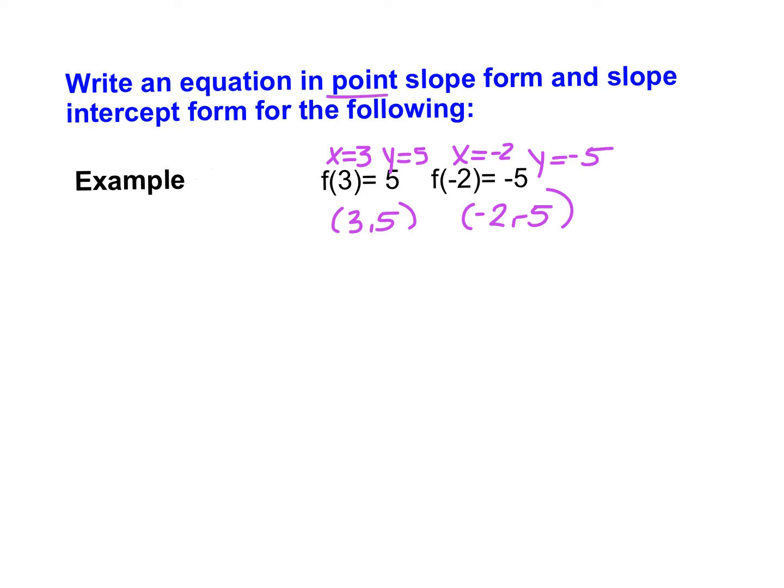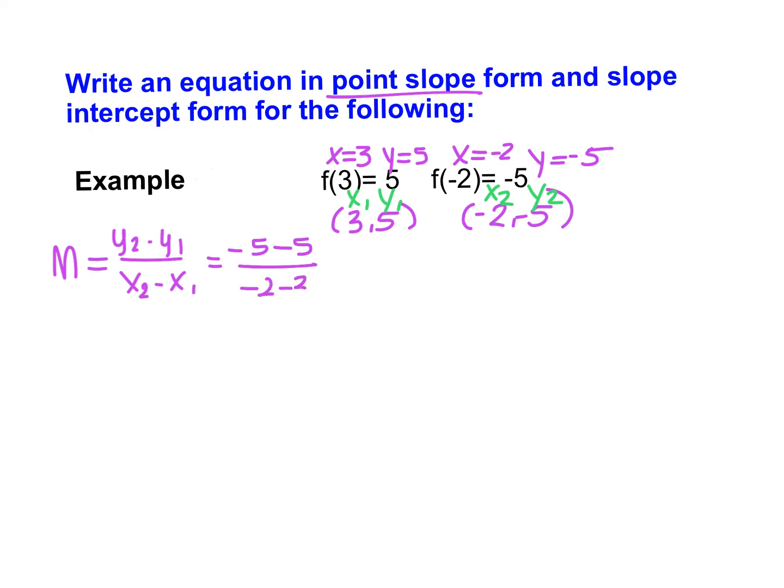So let's start writing this in point-slope form, and to do so we need to find our slope. So we'll calculate that using our y2 minus y1 over x2 minus x1 equation. So we have some points that we can label. So we have x of point 1, y of point 1, x of point 2, y of point 2. So as a result here we have negative 5 minus 5 over negative 2 minus 3. So here we get negative 10 over negative 5, which simplifies. Negative over negative is a positive. That simplifies to 2. So our slope here is 2.